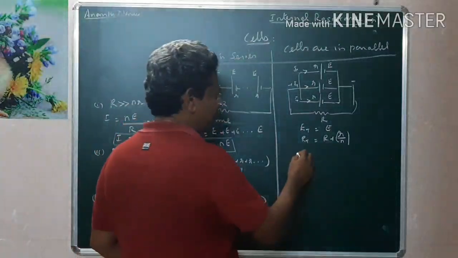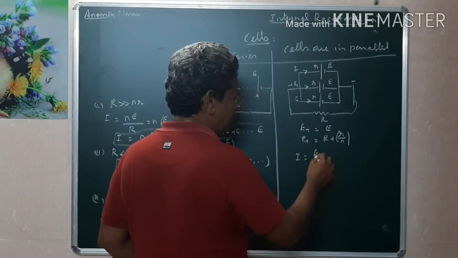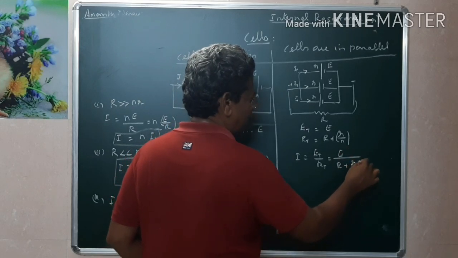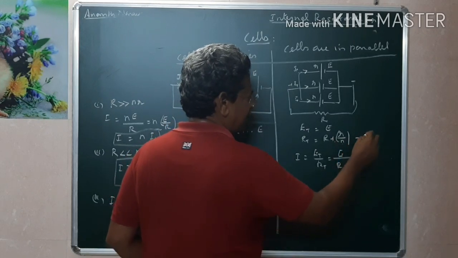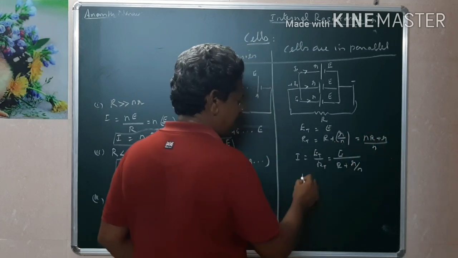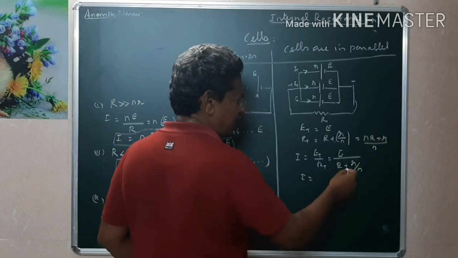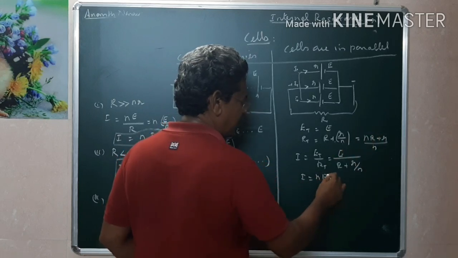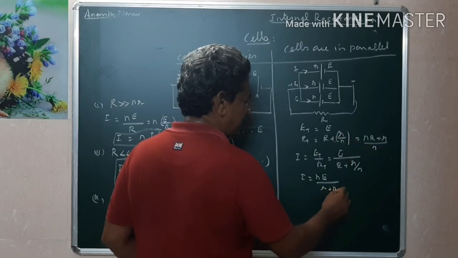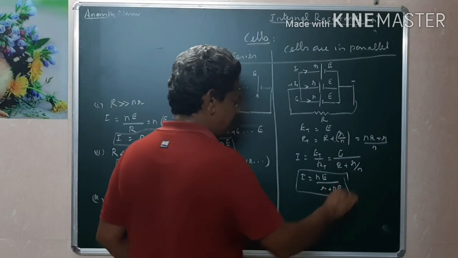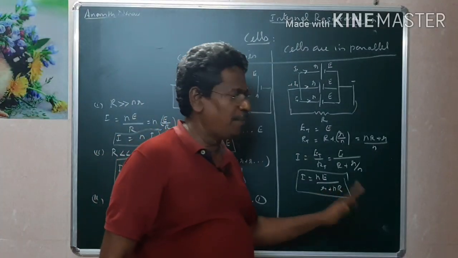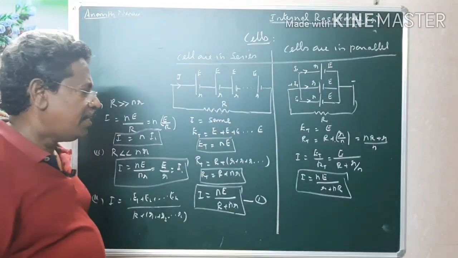Now in this case, what is the total current I? I is equal to, as usual, Et by Rt, that is equal to E by R plus small r by N, or we can write this as N into E divided by N into R plus small r. Therefore I is equal to NE divided by N into R plus r. So just a small difference. Here it is capital R plus N into small r, here it is small r plus N into capital R. That's all.